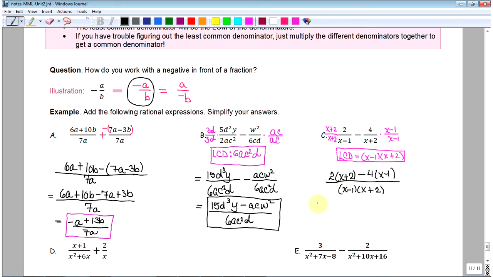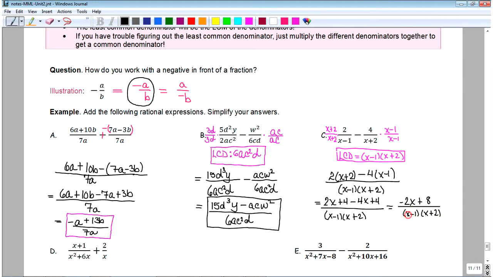Now let's go ahead and distribute and simplify. Distributing the 2 will give us a 2x plus 4. Distributing the negative 4 gives us negative 4x plus 4, and we have the same denominator. Again, simplifying the numerator, combining our like terms, we'll end up with negative 2x plus 8 divided by the same denominator.